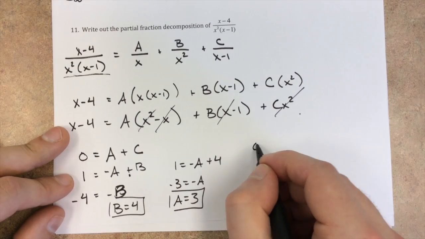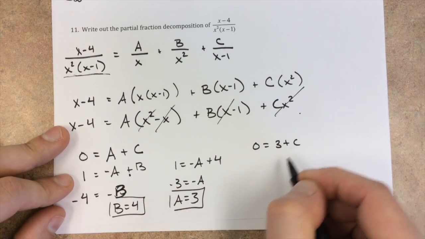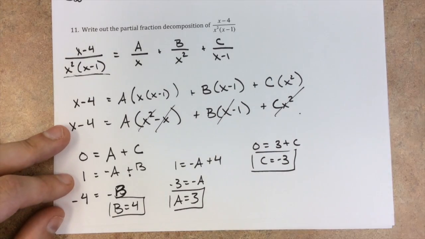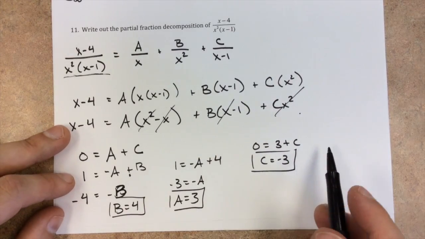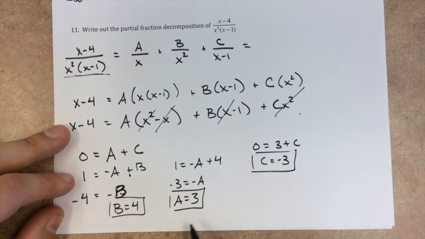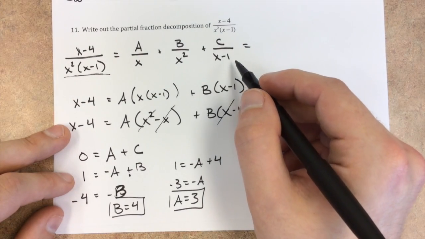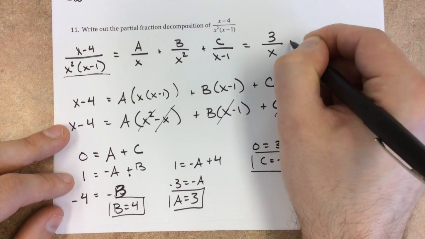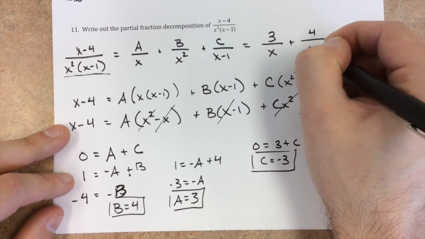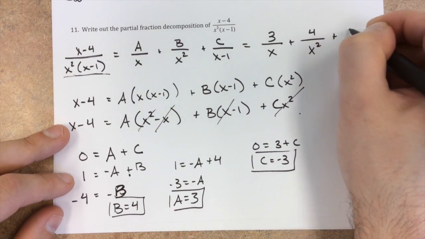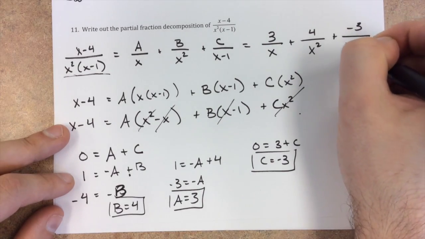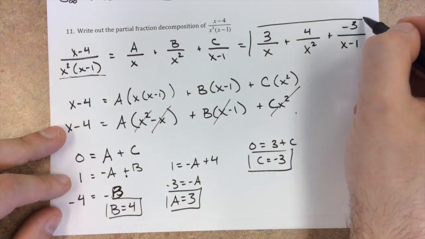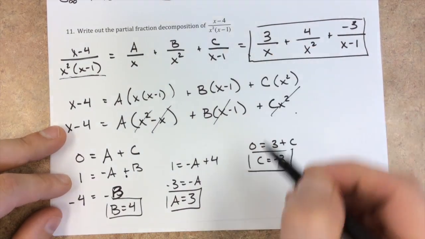So the last one, I have 0 equals 3 plus c. So c equals negative 3. So that one's not that bad to solve. I can solve this one by hand pretty easily. So I'm going to plug those back in at the top to finish the problem out. I'm left with 3 over x plus 4 over x squared plus negative 3 over x minus 1. This is my partial fraction decomposition.